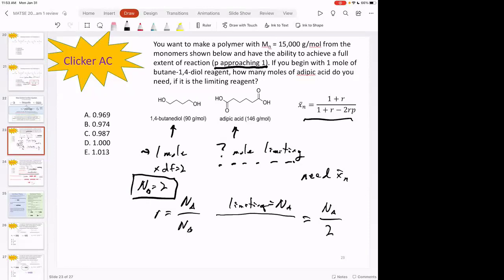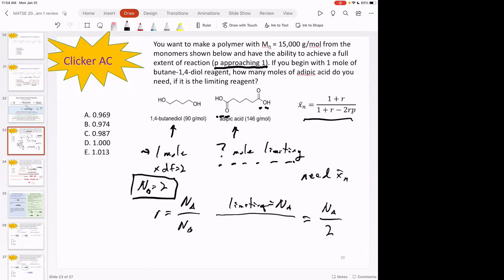Remember, number of moles of monomer versus NA is different because the DF is in there. And that's very tricky because I won't generally ask you how many moles of functional group do I need, and B, I'll say how many moles of monomer do I need. Remember that. That's tricky.